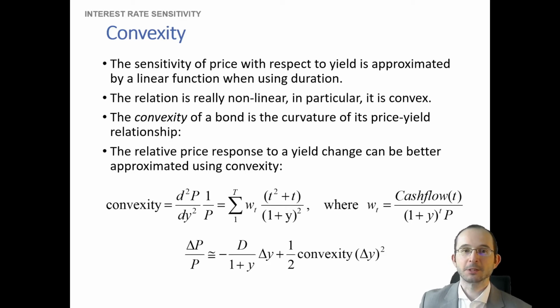So now let's talk about this issue of convexity. We saw that the linear approximation of price sensitivity with duration is reasonable, but we did see that there were errors because actually the relation is not linear because it's convex. And the convexity of a bond essentially just represents this idea of the curvature of the price-yield relationship, and the relative price response can then better be approximated if we also add this idea of convexity.